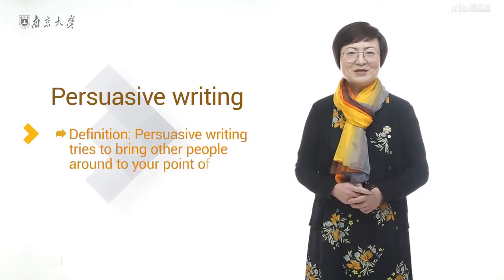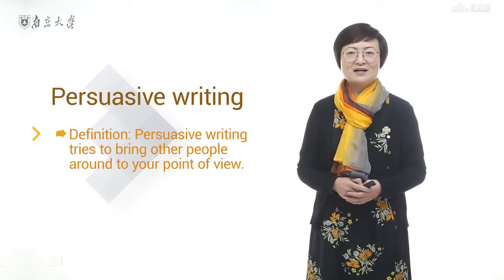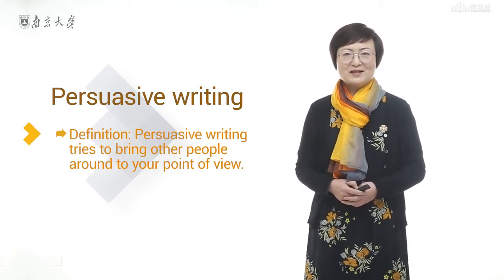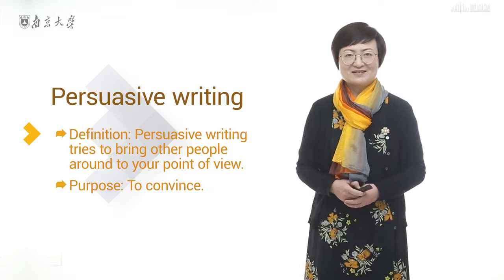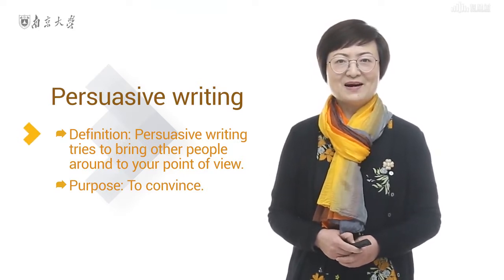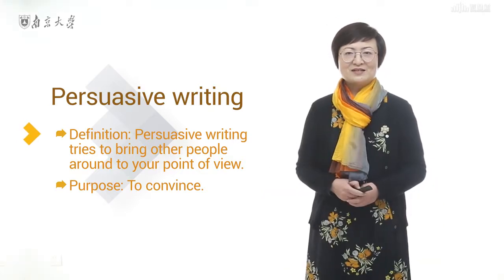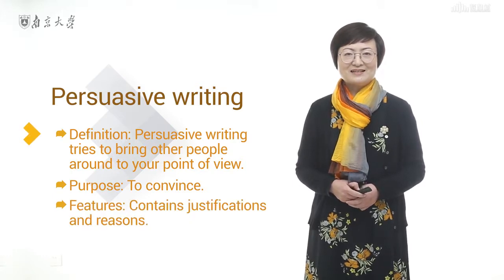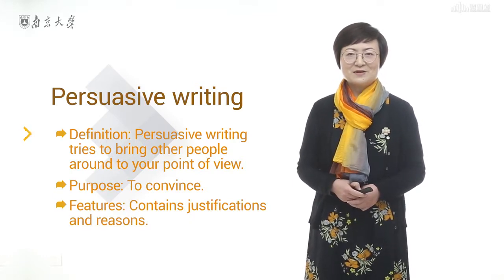And now we are going to have a look at the second category of writing that we are going to talk about today, persuasive writing. Persuasive writing tries to bring other people around to your point of view. Persuasive writing's main purpose is to convince. Unlike expository writing, persuasive writing contains the opinions and biases of the author. To convince others to agree with the author's point of view, persuasive writing contains justifications and reasons.